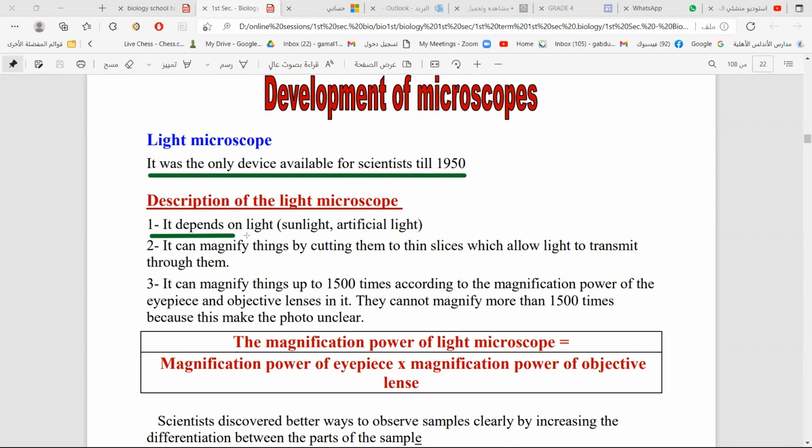It depends on light, the natural light of the sun or artificial light, in watching the slide or the sample of living organisms and so on. It can magnify things by cutting them into thin slides, which allow the light to transmit through them. You can make a very thin slice and examine it with the microscope.